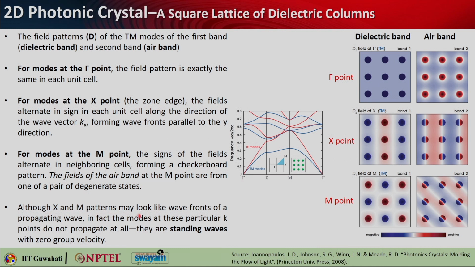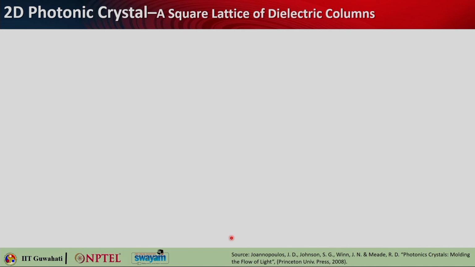Now, although the X and M patterns may look like wavefronts of a propagating wave, they are actually not wavefronts. In fact, these modes at these particular k points do not propagate at all. They are basically standing waves with 0 velocity. So, that is something you should keep in mind.